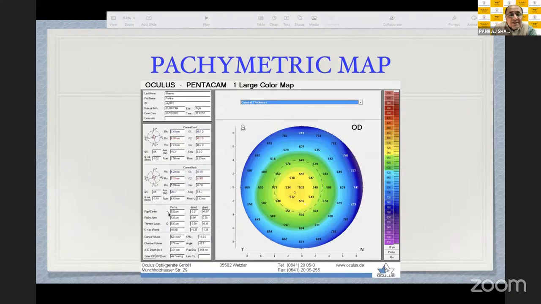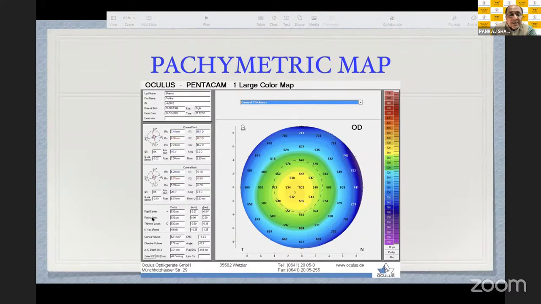At the pupil center, there is a plus sign over here, 532. So, ye 532 yahan par hai. Pachy at the apex of the cornea is 533. It is right here near the 3. It is not visible very clearly. Thinnest local, the thinnest cornea, is 530. Kahan pe? It's over here. This is the thinnest cornea.